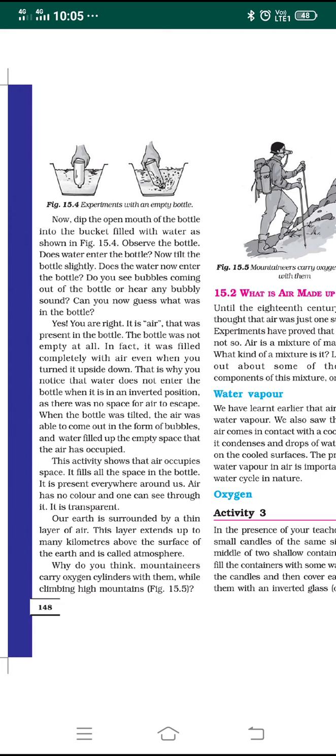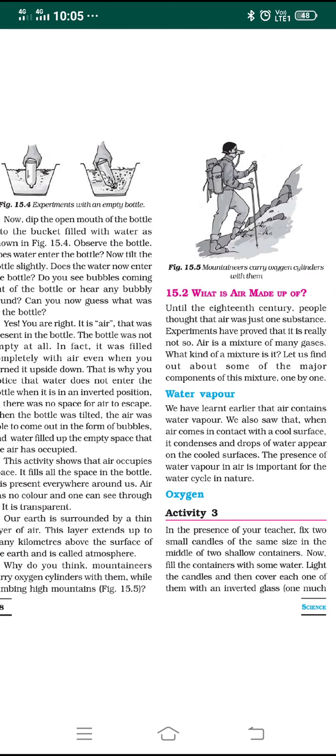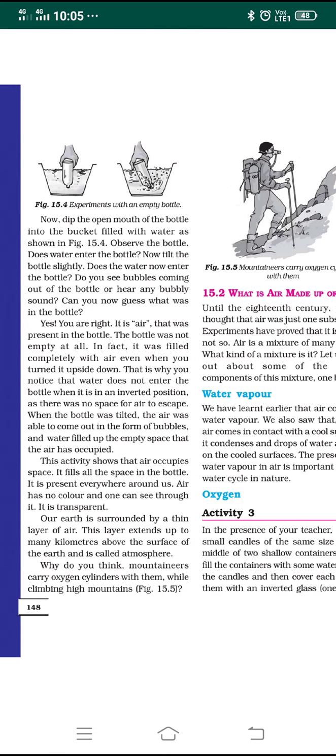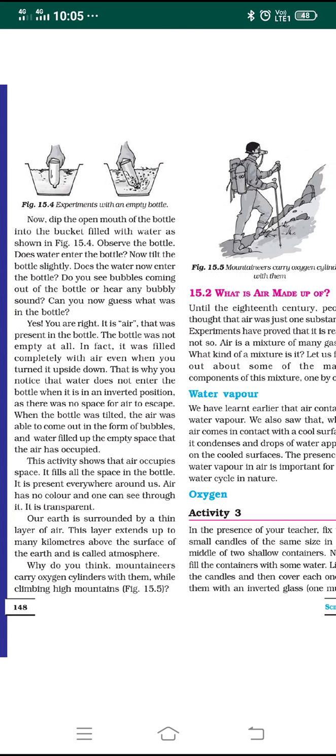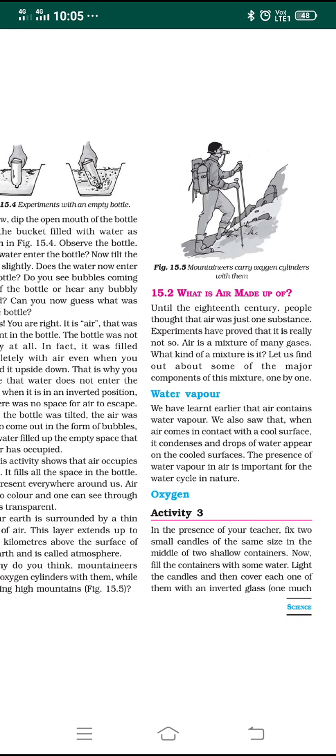Why do you think that mountaineers carry oxygen cylinders with them? You must have seen that people climbing high mountains like Mount Everest and Kanchenjunga carry oxygen cylinders along with them, because as you go higher and higher, the quantity of oxygen in the atmosphere goes on decreasing. Up to some height only you will get oxygen. After some kilometers there will be no oxygen. You will study that in higher classes. That's why mountaineers carry oxygen cylinders with them.